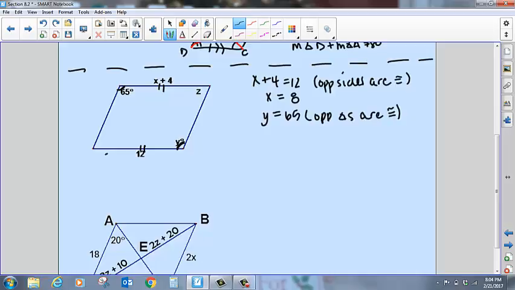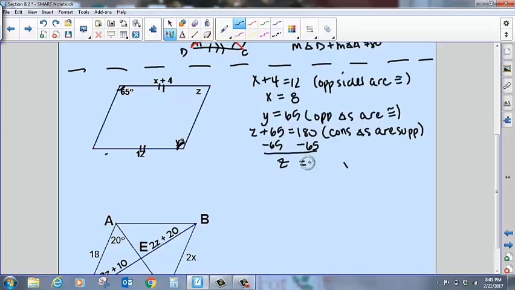Well, the 65 here and the z here, those are considered consecutive angles, okay? Consecutive interior angles if you were to extend out these parallel lines. So we know that if we take z plus 65, that it's going to equal 180 because consecutive angles are supplementary. So then we just subtract 65 from both sides, and we see that z is going to equal 115 degrees. Right? Yes.